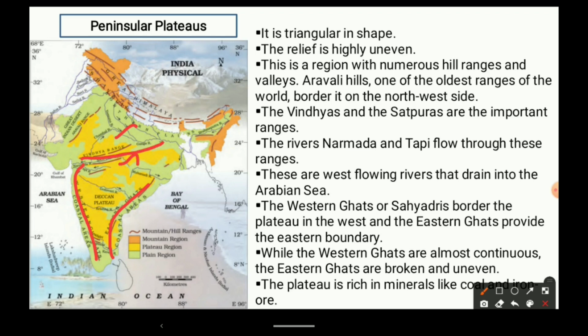Through this, the two most important west flowing rivers, Narmada and Tapti, drain into the Arabian Sea. Compared to the Eastern Ghats, the Western Ghats are almost continuous, while the Eastern Ghats are broken and uneven. These plateaus are mostly rich in coal and iron ore. The Western Ghats are also called Sahyadris.